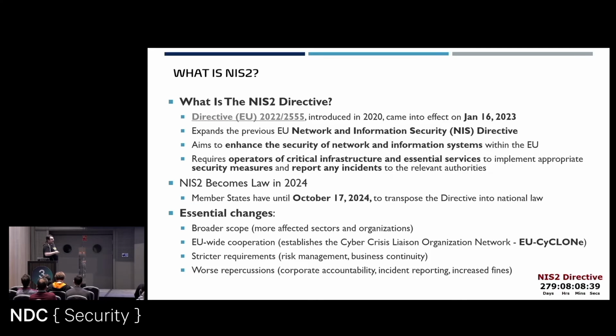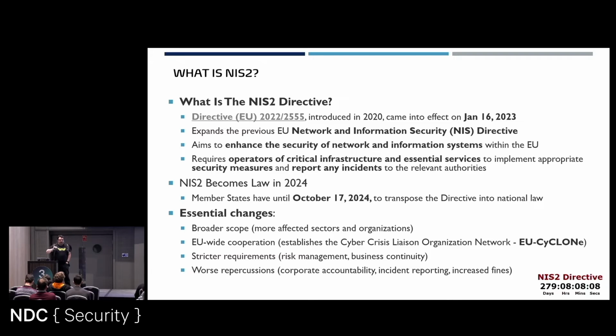Three, it does come with a set of stricter requirements. So it's a lot clearer now where risk management comes into play. There's a clear list of what organizations need to do. It's not like NIS1, which kind of just told organizations to do security better. The list is a lot clearer, a lot more extensive, and we'll see what that is. And also ensuring business continuity falls under the requirements, right?